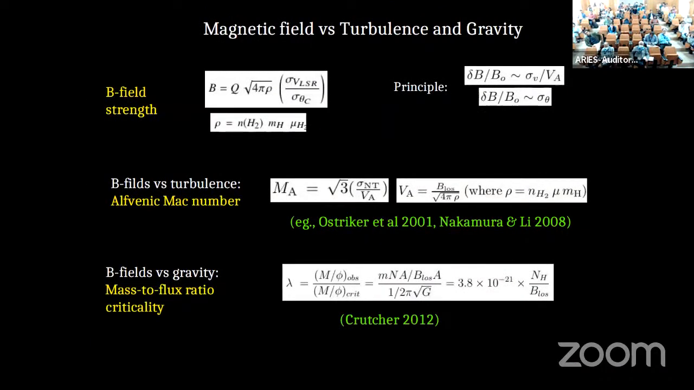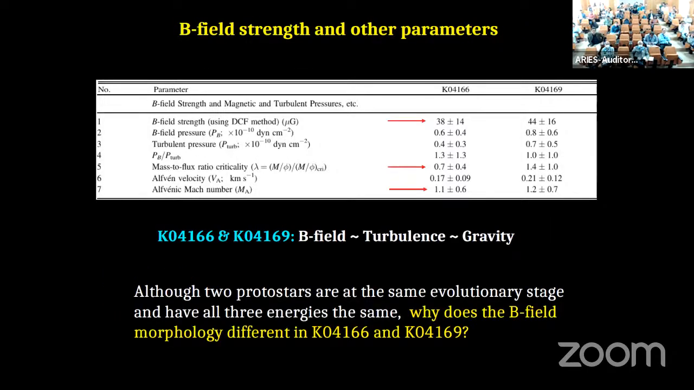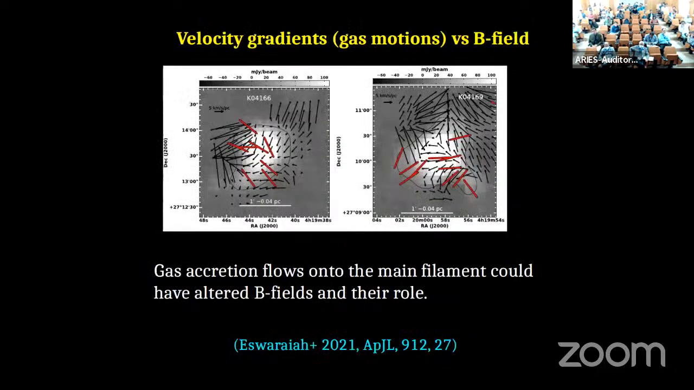When we look at the other energetics like magnetic fields, harmonic Mach number, mass to flux ratio, we also see that magnetic fields, turbulence, gravity, all these parameters are the same. They are at equipartition. And we question why this magnetic field is different in these two cores, even though they are twin protostellar cores. And when we look at the velocity information, you see that the velocity gradient, as shown with the black segments, is different.